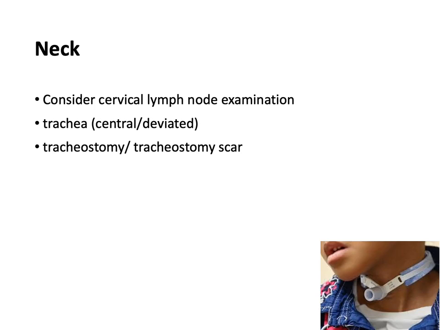And then we ask the patient to sit forward to consider cervical lymph node examination, trachea, if it is central or deviated, and the presence of tracheostomy or tracheostomy scar.